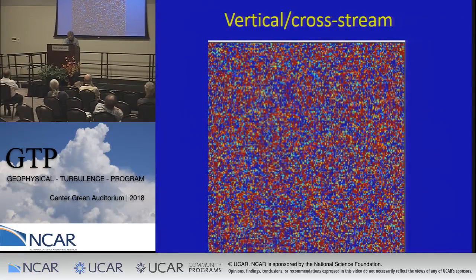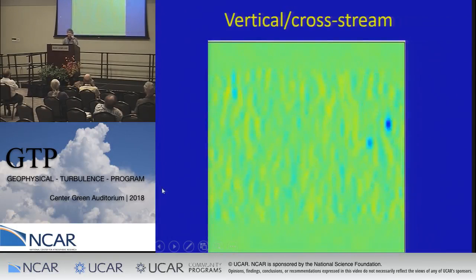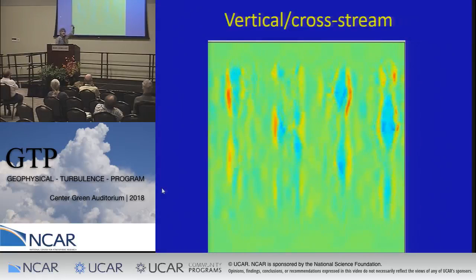So what happens when you turn this on? This is going to be anelastic, but with constant Brunt-Väisälä frequency. Okay, and I'll get rid of that. And it's a shear flow, so it's shearing at you like this. So you're seeing vortices coming in and out of the plane because the shear is like this. This is the cross stream direction.